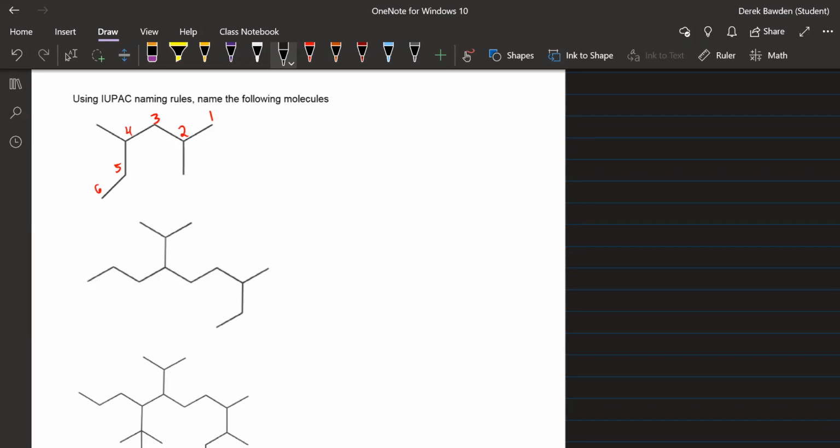So we have 2 what substituents? What are these substituents called? They're methyls, right? Perfect. Good job, Tanner. So we have 2,4-dimethyl. Then we want to name the parent chain. What is our parent chain? 6 carbons. Hexane. 2,4-dimethylhexane. Any questions on that one?